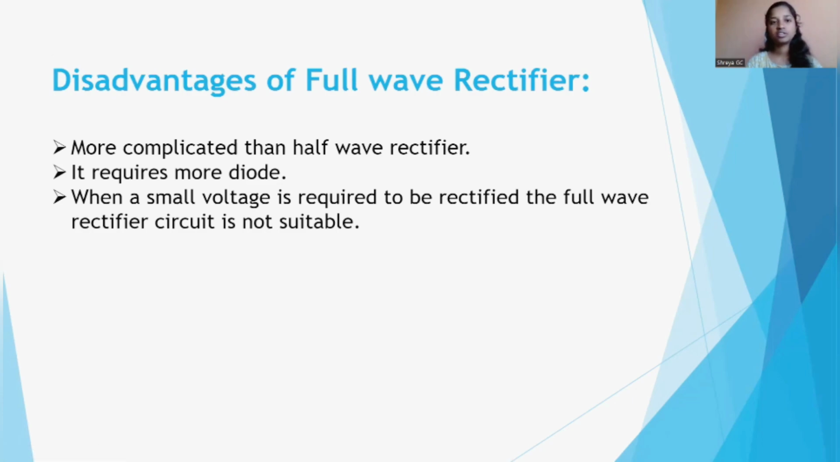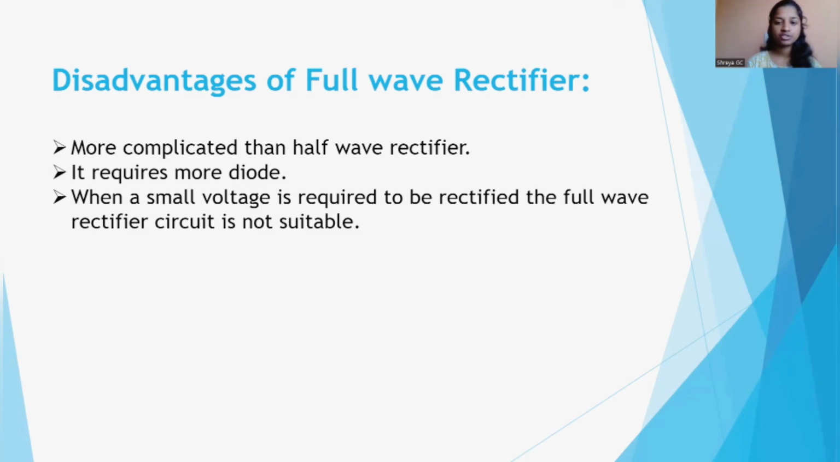And now the disadvantages of the full wave rectifier. It is more complicated than half wave rectification. Half wave rectification is simple. Full wave rectification is more complicated. It requires more diodes, as we've seen, 2 or more diodes, and in the bridge rectifier, we are using 4 or more.